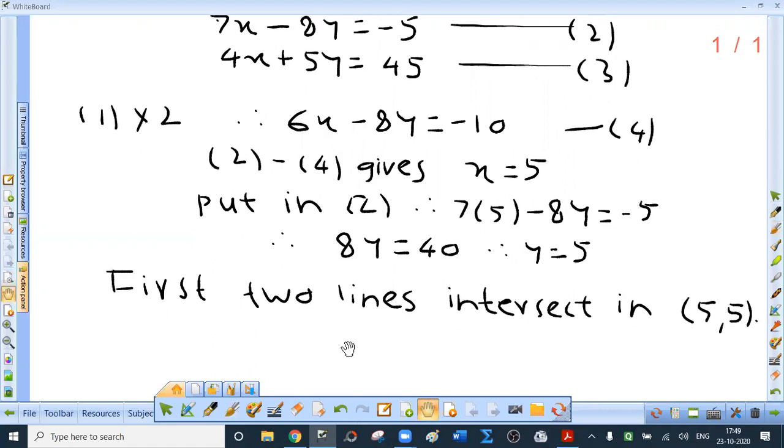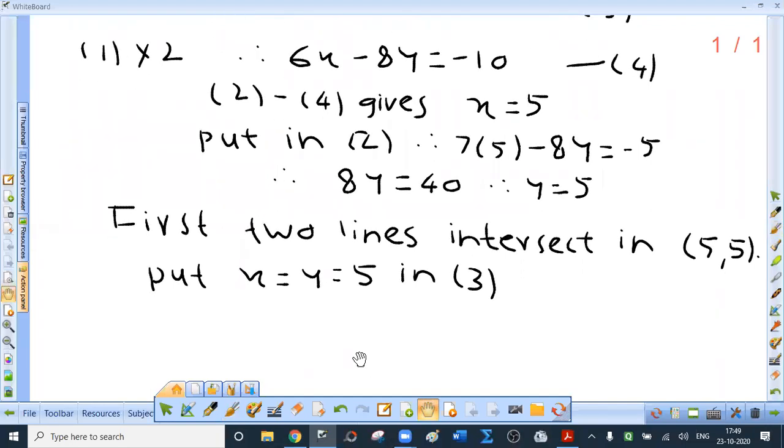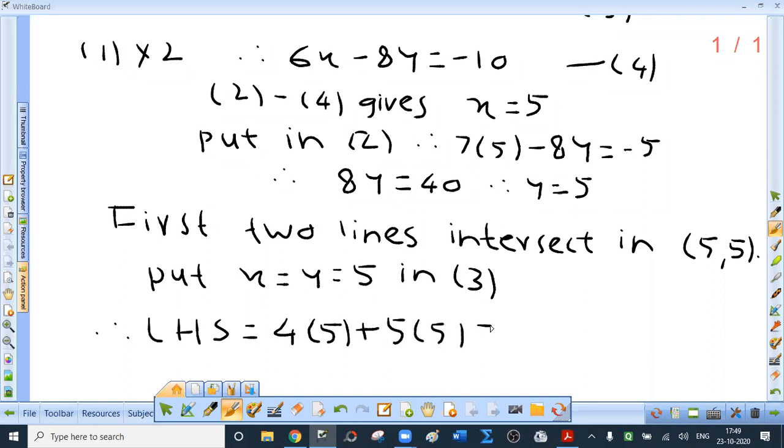Okay. Put x equal to y equal to 5 in equation 3. Why equation 3? Because we have solved first two equations. So what is LHS of equation 3? It is 4x plus 5y. So 4 into 5 plus 5 into 5. Is it 45? Yes, same as RHS.